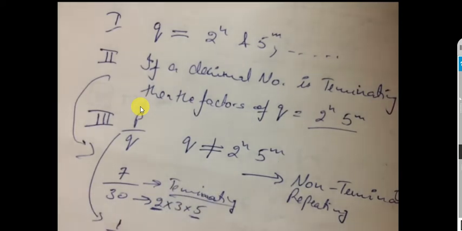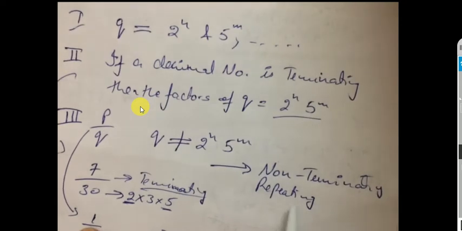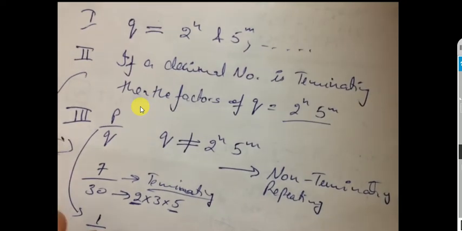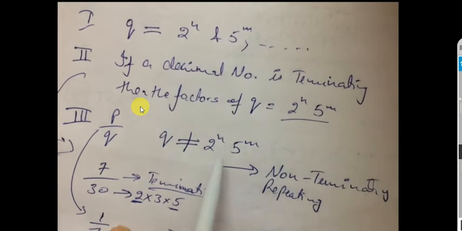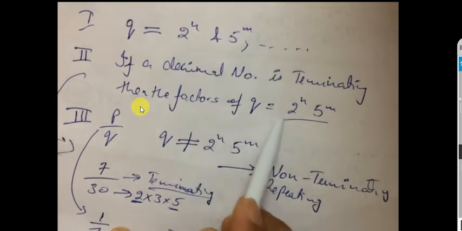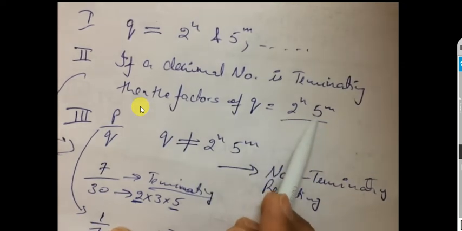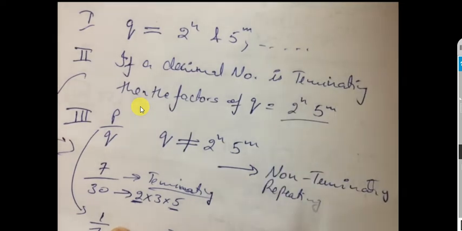The equation 3 states, if p and q are two integers and the denominator does not have factors of 2 and 5, there are no factors of 2 and 5 in it, then it will be a non-terminating repeating number. It will never be non-terminating non-repeating, it will never be irrational, either it will be terminating or non-terminating repeating. If the denominator has factors of 2 and 5 it is terminating, if not, it is non-terminating repeating.